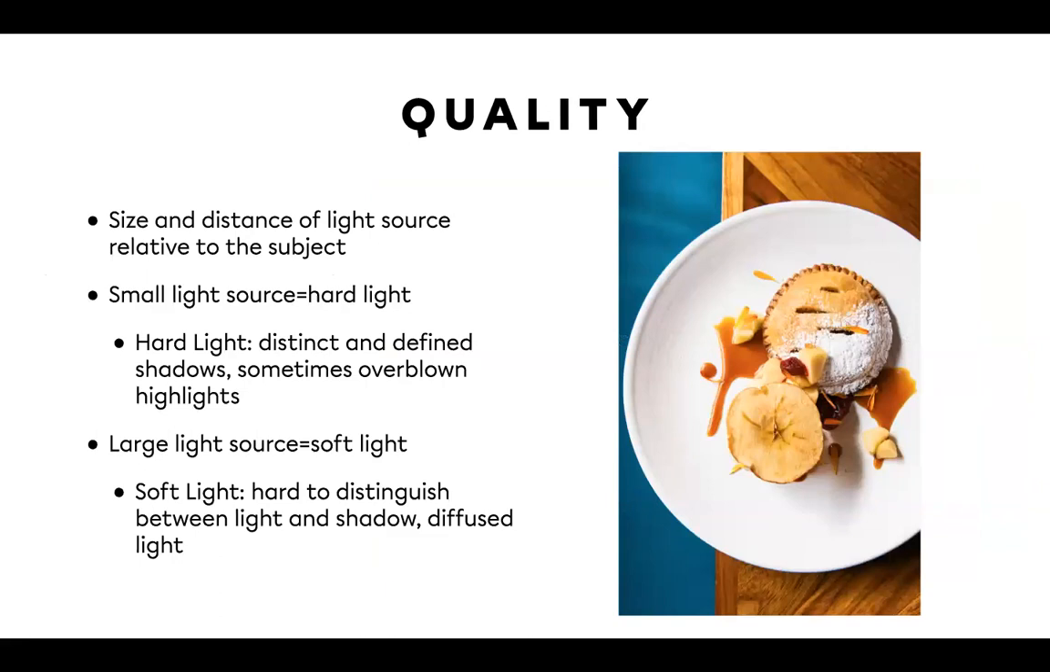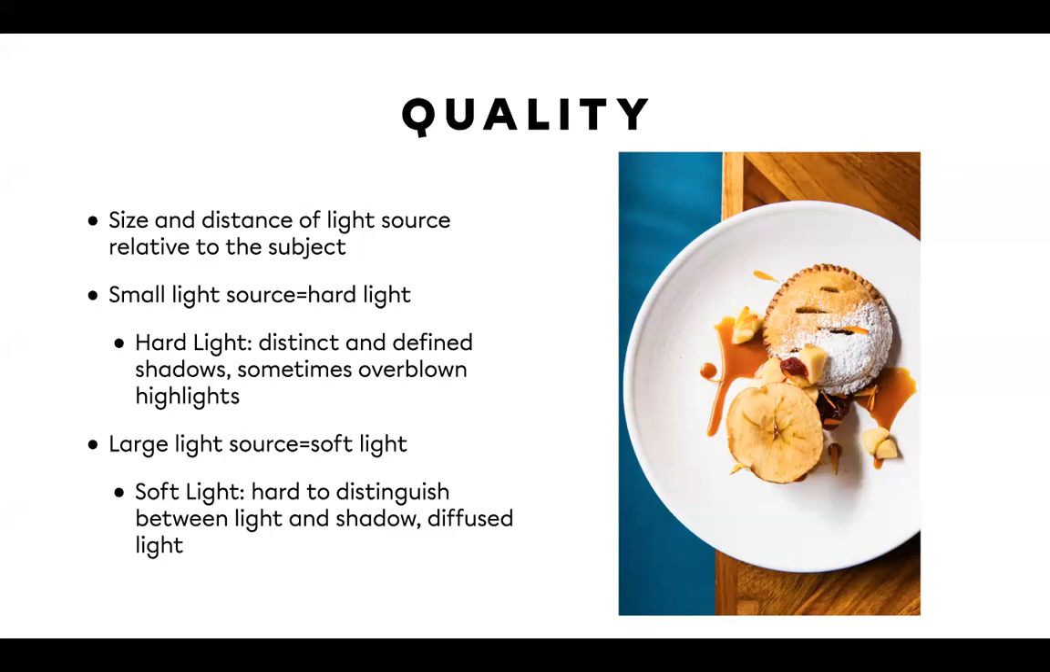On that note, quality. Quality deals with the size and the distance of your light source relative to the subject or whatever you're photographing. If you have a very small light source, you're going to get hard light. Hard light is defined by really distinctive shadows. You can take a pencil and trace out those shadows perfectly, and sometimes you get really overblown highlights with it.